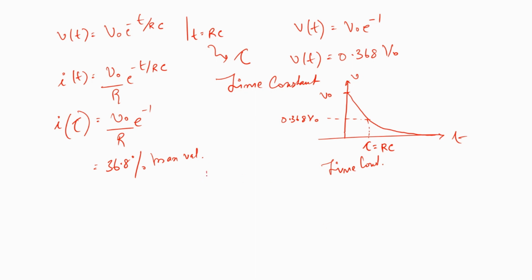So again, if I have a plot for the current, it is going to look very similar to this. So here I have V naught by R, that's the maximum value of current, and it discharges, this is the discharge current, and the time taken for it to reach 36.8% of V naught by R, that time is called tau, given by RC. So this is the time constant of the RC circuit.